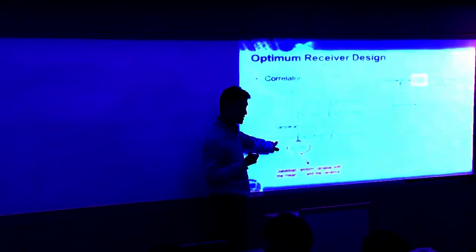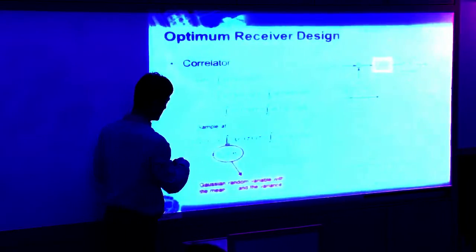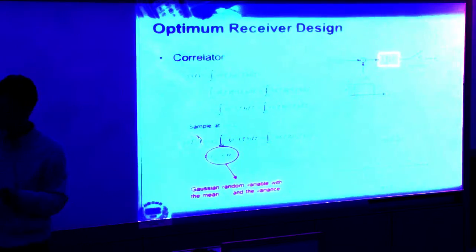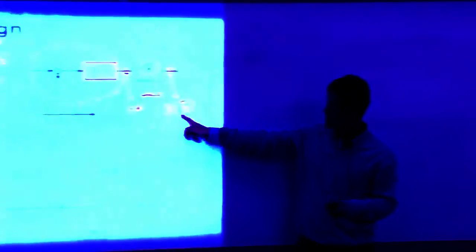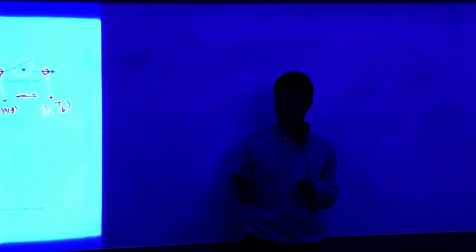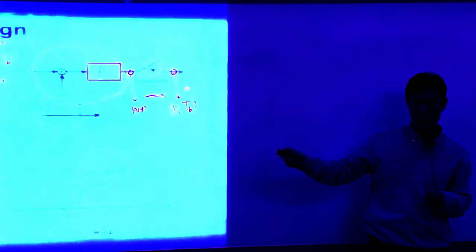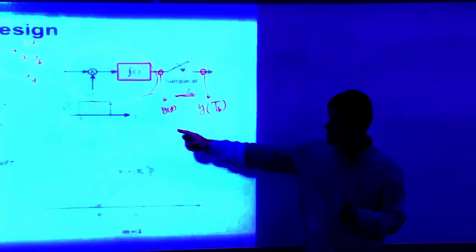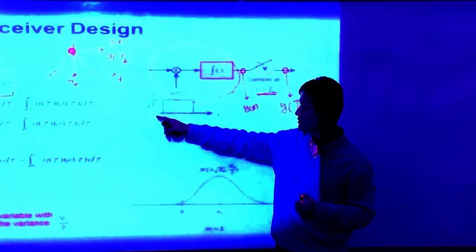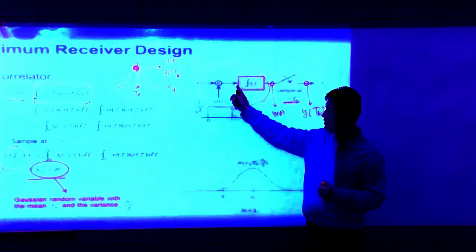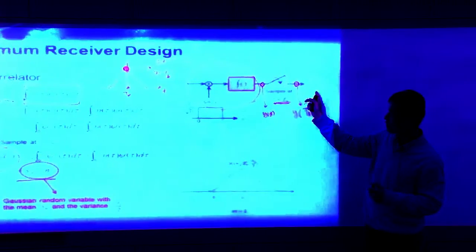But what we can see here is that this output, y(t_b), that is the output value. But this output value here is not constant. That is random. Okay, this value actually is random. Why is it random? Because noise is added, and noise is random. Noise also goes into the integration and goes all the way.